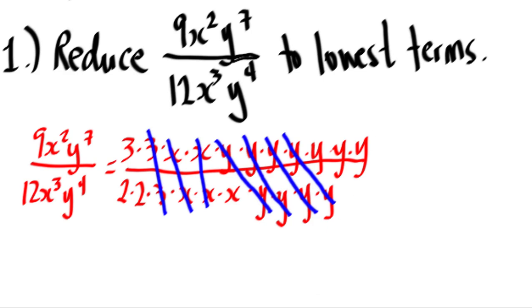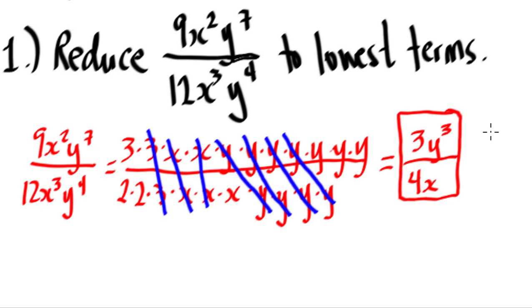So what is the leftover anyways? Let's write it down. We have 3 in the numerator. What is left in the numerator is y multiplied to itself 3 times, so we're going to write y cubed. So 3y cubed is in the numerator. How about in the denominator? We have 2 times 2, which is 4. There's an x, and there's no y left. So pretty much this is our answer for number 1.